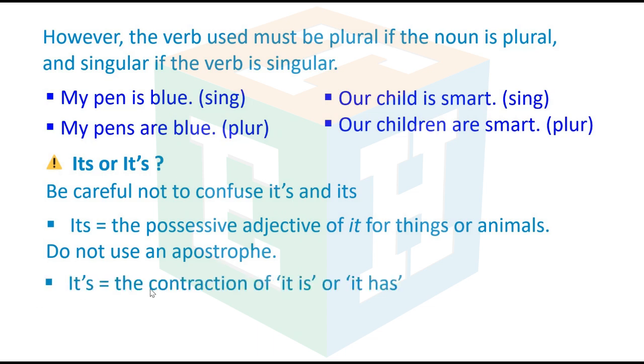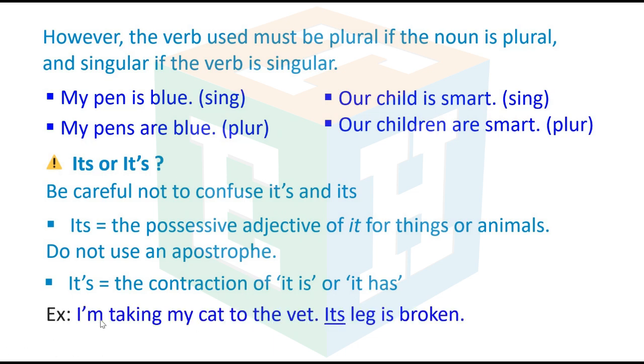It's with apostrophe s is the contraction of it is or it has. Example: I'm taking my cat to the vet. Its leg is broken.